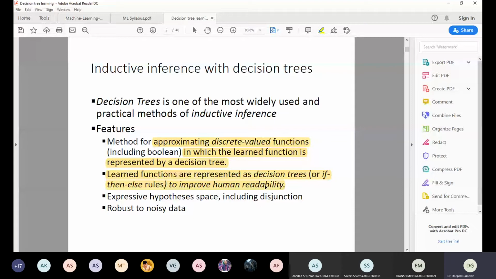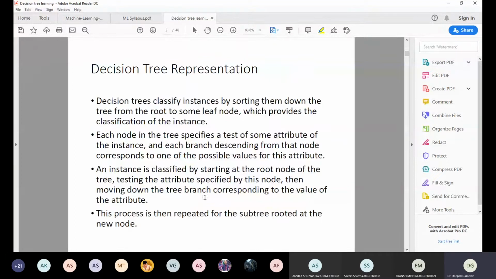In the previous algorithms, like the candidate elimination algorithm, there is a problem that they do not include disjunction, but decision trees include disjunctions, and they are robust to noisy data. This we have read in the previous classes.